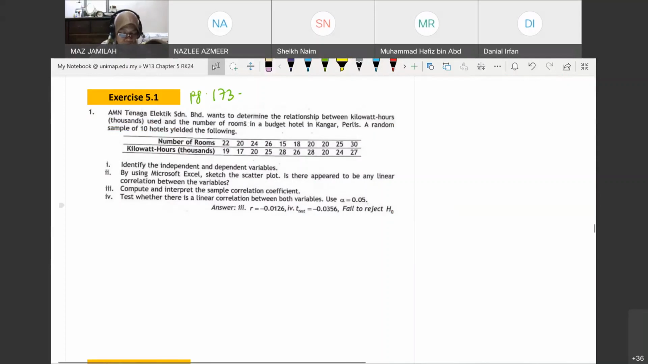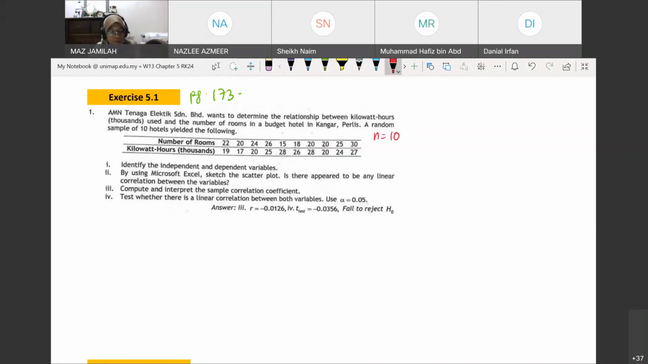A Tenaga Elektrik Berhad wants to determine the relationship between kilowatt hours use and the number of rooms in a budget hotel in Kangapolis. A random sample of 10 hotels yielded the following. So you have number of rooms and you have kilowatt hours in thousands. Now you have how many data? 1, 2, 3, 4, 5, 6, 7, 8, 9, 10. So you have n equal to 10.